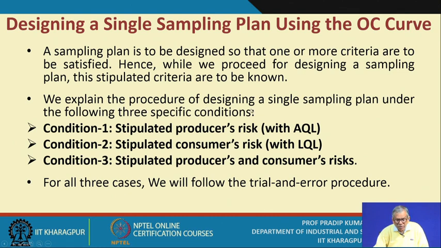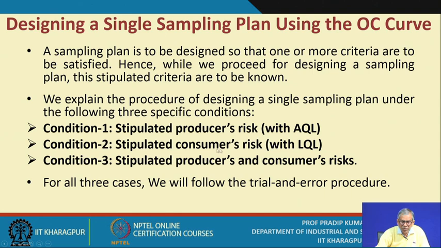We explain the procedure of designing a single sampling plan under the following 3 specific conditions. Is it okay? Say the condition 1, stipulated producer's risk with AQL. That means the designer wants to design a sampling plan in such a way that the producer's risk condition is satisfied as stipulated. Condition 2 is you are bothering about the consumer risk, you are not bothering about the producer's risk. So you design the sampling plan in such a way that the stipulated consumer risk condition is satisfied.